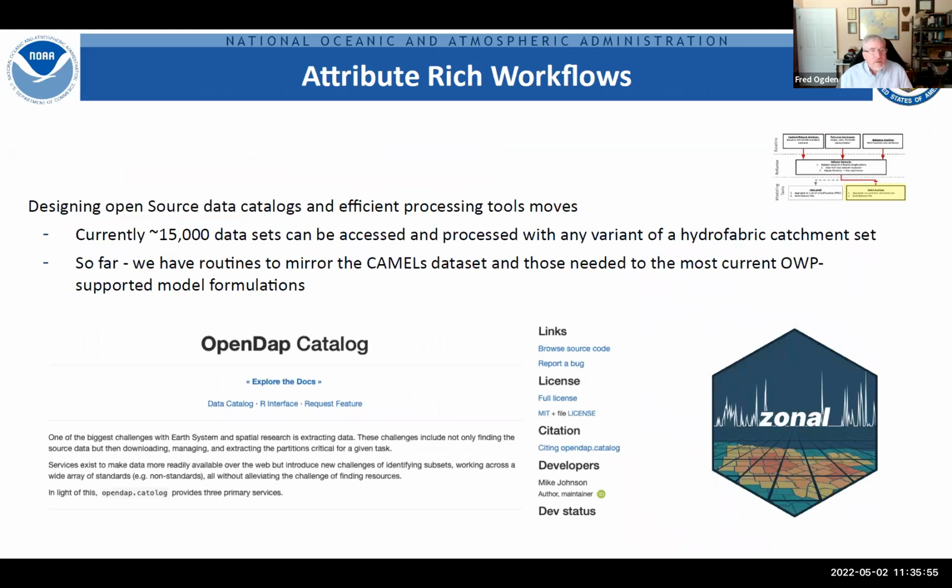I'm doing fine. So we have attribute-rich workflows. Now, these are really important. We would like to have a workflow that maintains provenance back to the original underlying base data, and that's a really important consideration when you think about reproducibility. Mike Johnson developed this slide for me. He's designing open source data catalogs and efficient processing tools. There are currently about 15,000 datasets that can be accessed through this OPeNDAP catalog. So far, we have routines that mirror the CAMELS dataset and those needed for most current OWP supported model formulations. So we're making use of public domain, free, accessible data where possible. Next slide.